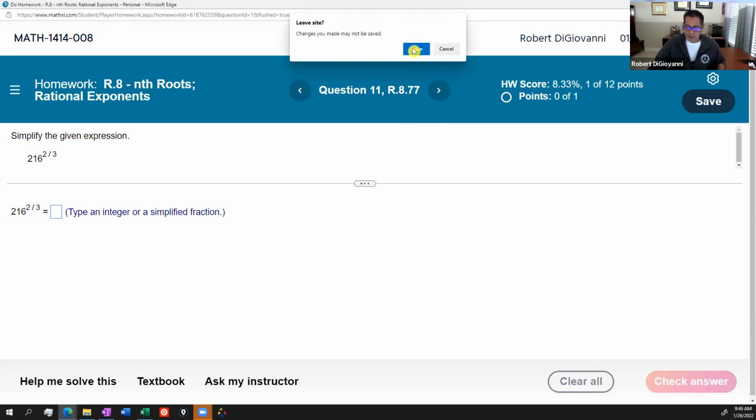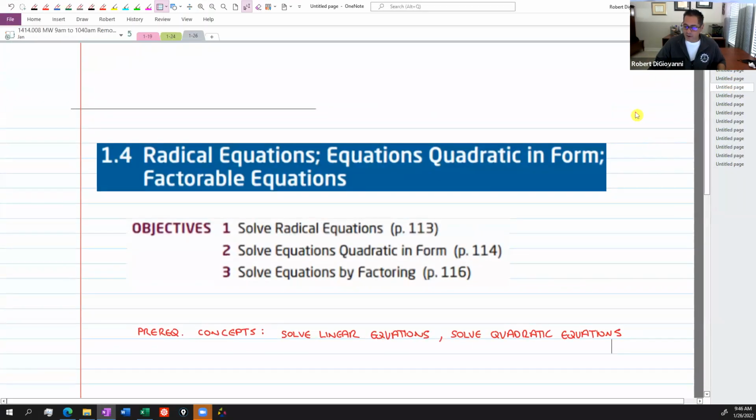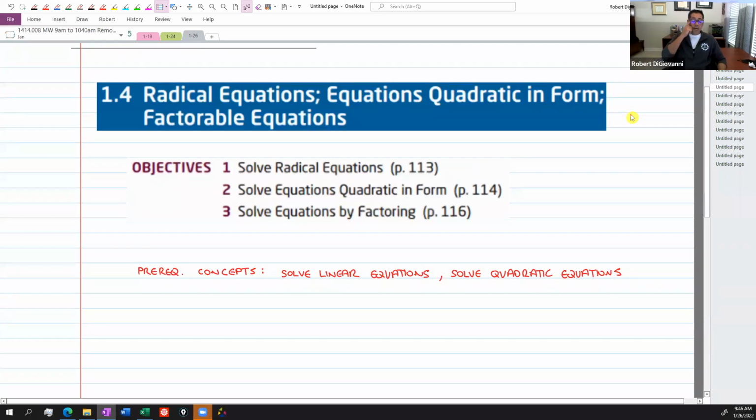We've got to get to the new material. So the rest of today is about chapter 1, section 4, radical equations. We are officially in the next section, 1.4, radical equations, equations of quadratic form, and factorable equations. The objectives of this section are that we have the ability to solve radical equations, then solve equations in quadratic form, and then solve equations by factoring. These are the 3 main objectives of this section.